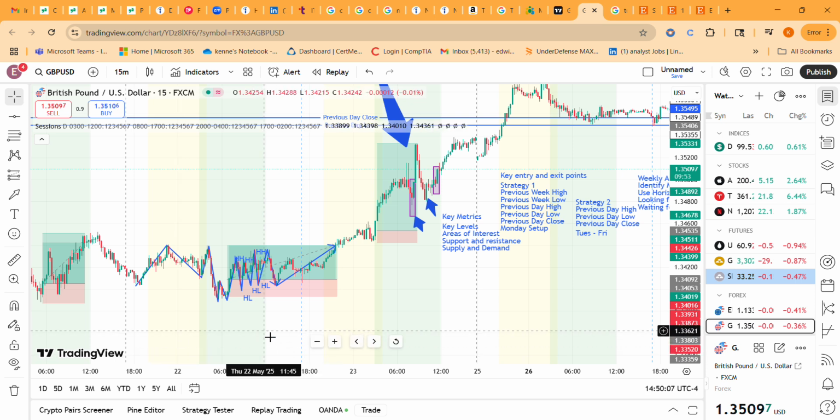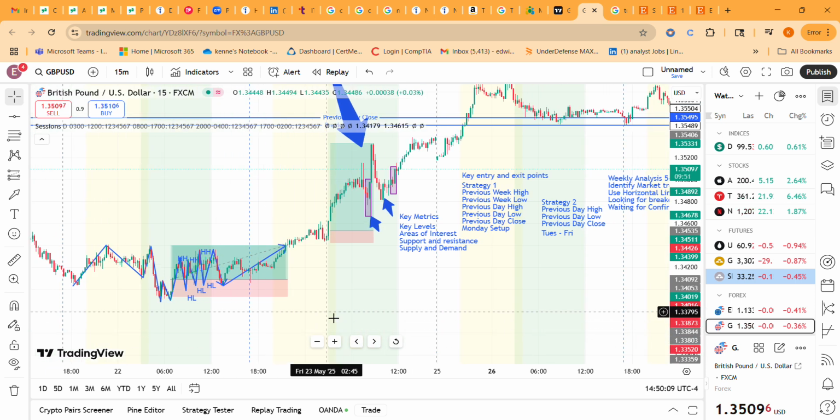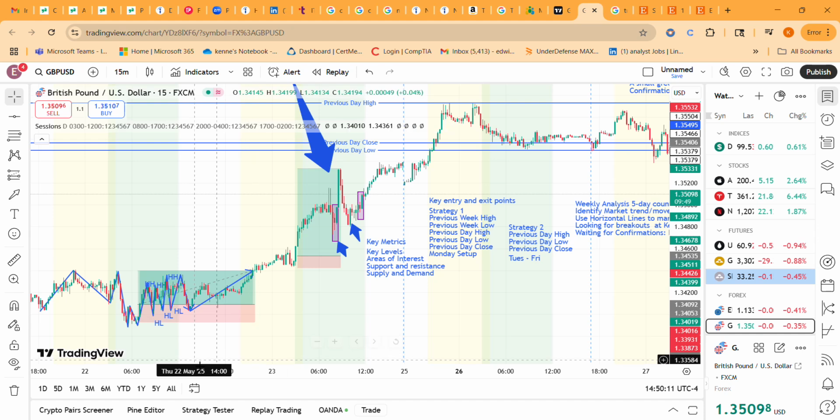From the 22nd to the 26th, you'll notice that we are in an upward trend. It's a bullish market. And what makes the market a bullish market? It is a bullish market because, step number one, we're in an upward trend. Step number two, we have a series of higher highs and higher lows.